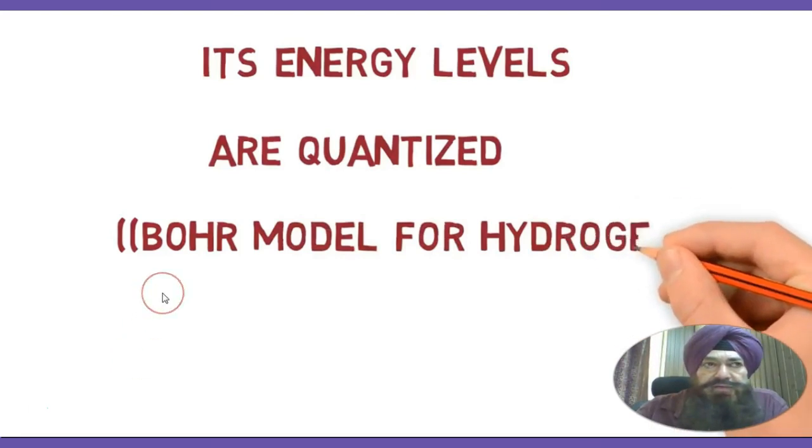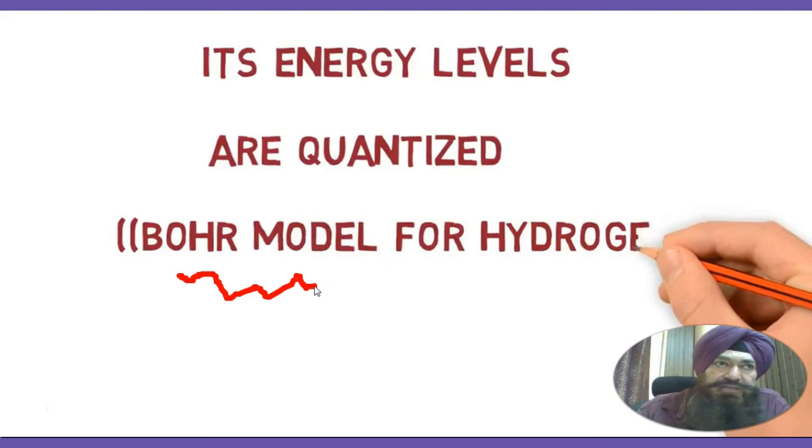Actually, you can study the Bohr model for the hydrogen atom. Hydrogen is the simplest atom, having only 1 electron. The Bohr study tells us what the different energies are, associated with the different energy levels in the case of the hydrogen atom.